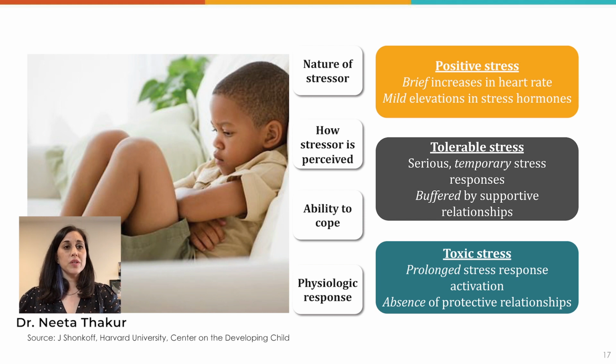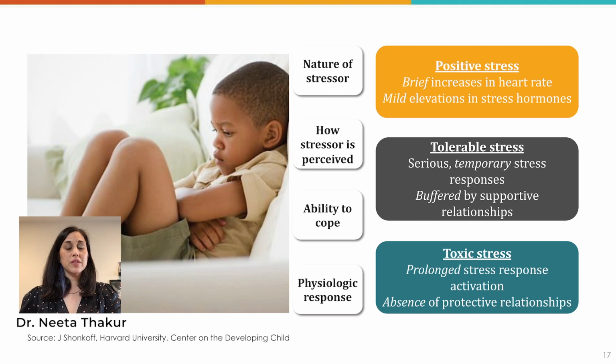The second type is tolerable stress. So this is a serious temporary stress that is known to have an end in sight and, importantly, is buffered by supportive relationships. This is the type of stress I think about when someone is having to study for a really long time for a big test, or someone that is going through grief but has supportive relationships around to help them cope and deal with that stress.